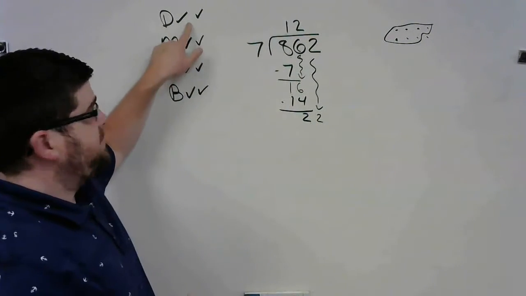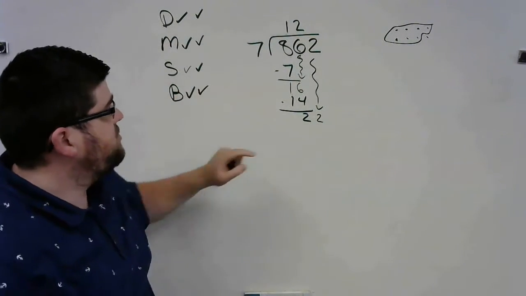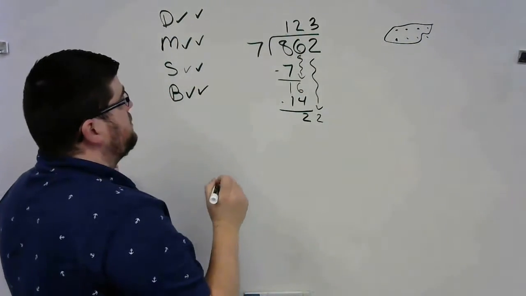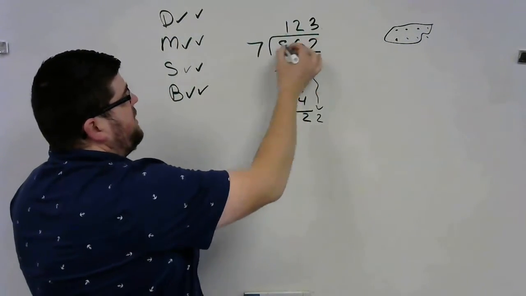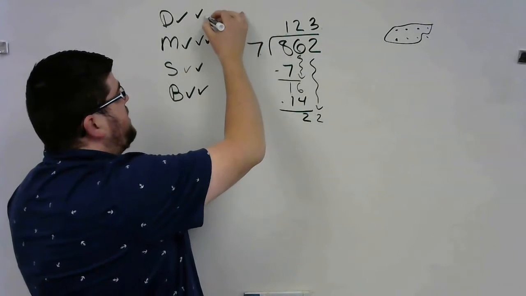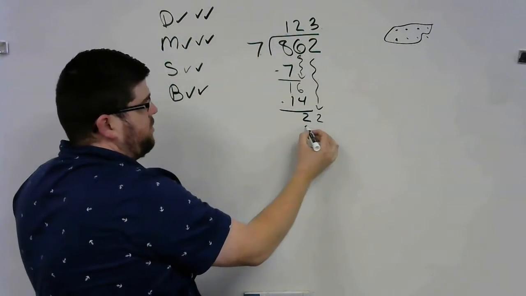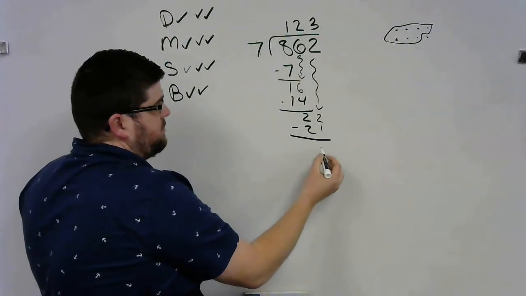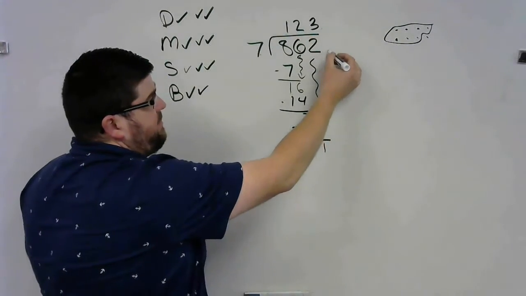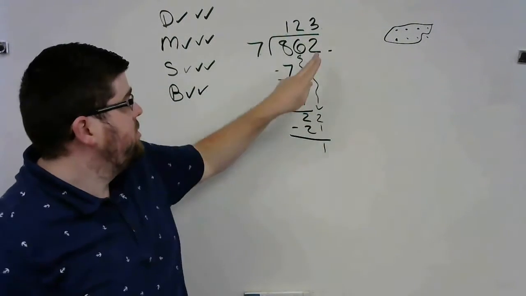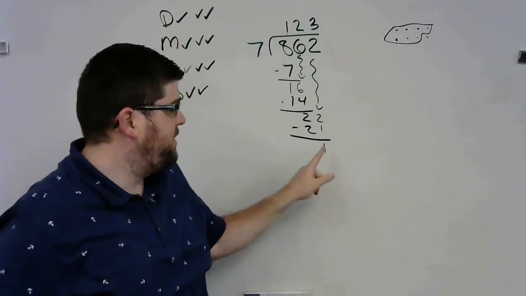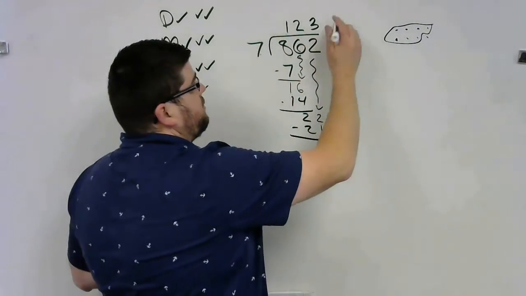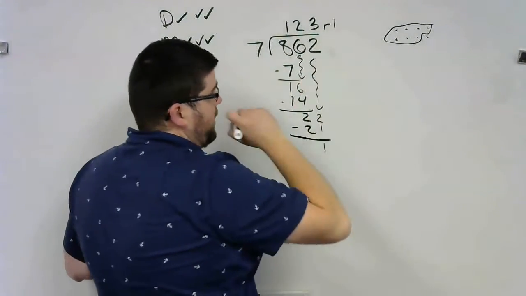So I go back to the top. Now I divide again. 7 goes into 22 3 times. Multiply: 3 times 7 is 21. Now I subtract. And I don't have anything left to bring down. So that means I'm done, but this one has a remainder. So 123 remainder 1 is my answer.